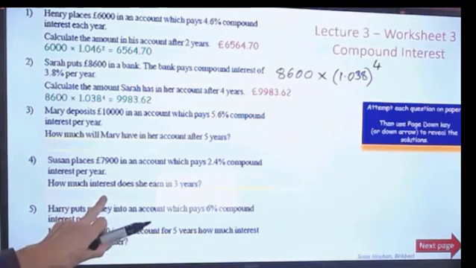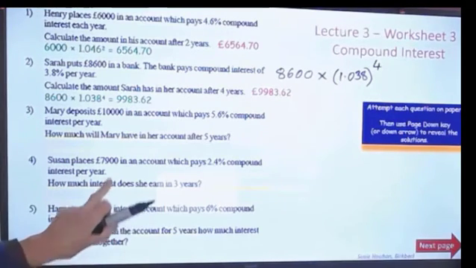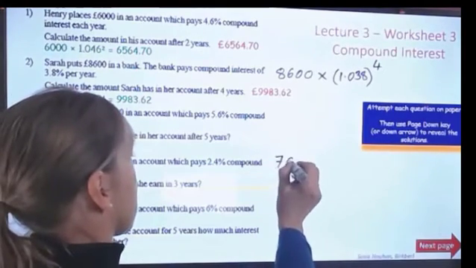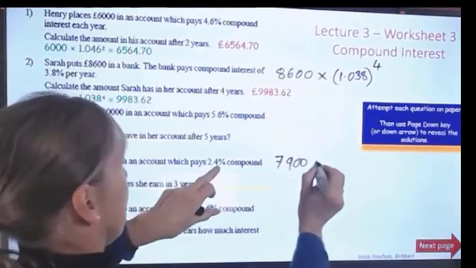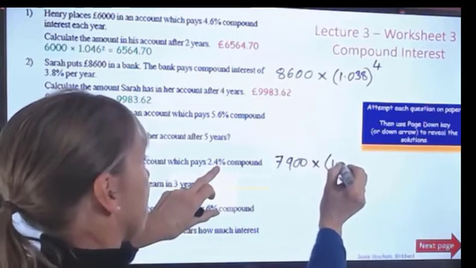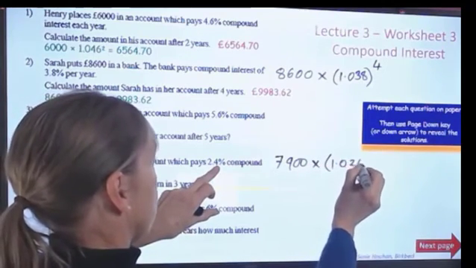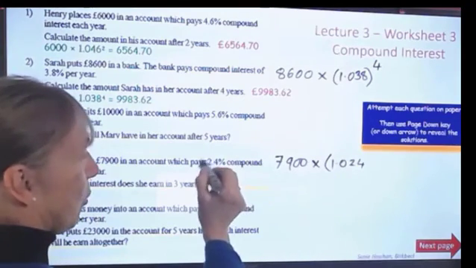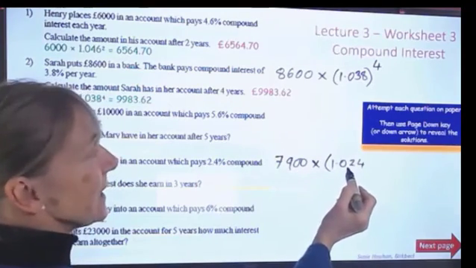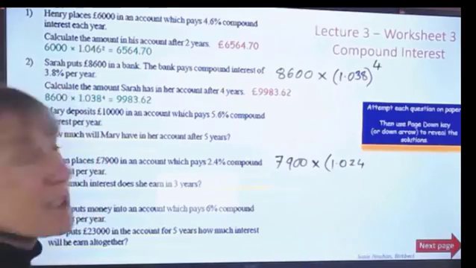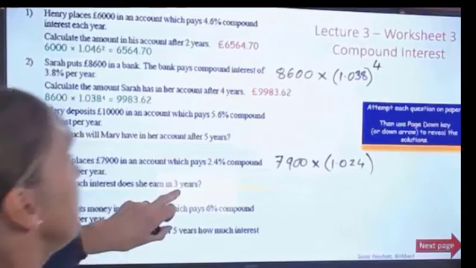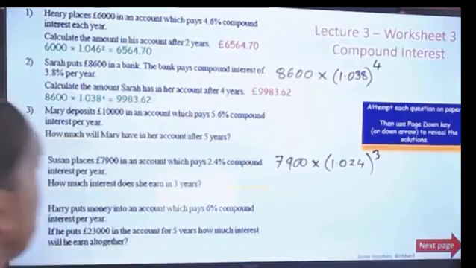So let's just look at this one. She puts 7,900 in. So the compounding is going to be 1.02. Remember, the first 2 digits after the decimal place is how many whole percent. There's only 2% here, so we need a 0 there as a sort of space filler. For 3 years, and that should give us that amount.